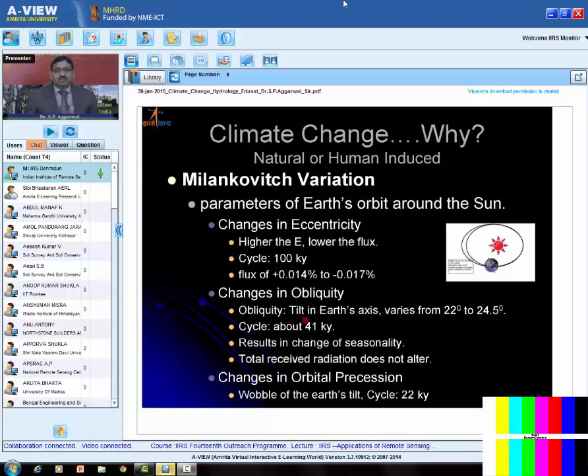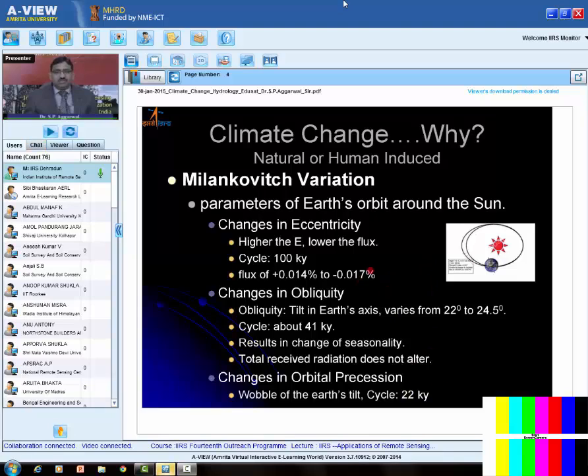Change in obliquity. What is obliquity? It is the tilt in Earth's axis. Currently the axis of the Earth is 23.5 degrees, but actually it varies from 22 degrees to 24.5 degrees. So when the axis changes, there is a change in seasonality in the climate. But the cycle is 41,000 years. If you see, earlier it was 100,000 years, now it is 41,000 years. Third one is the orbital precession. It is simply the wobble of the Earth's tilt, and the cycle is again 22,000 years.